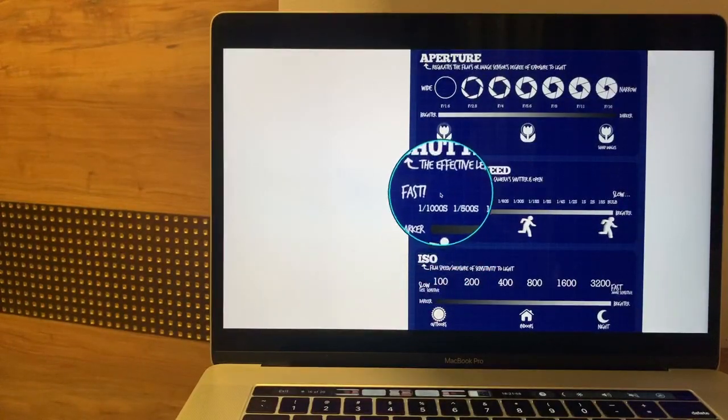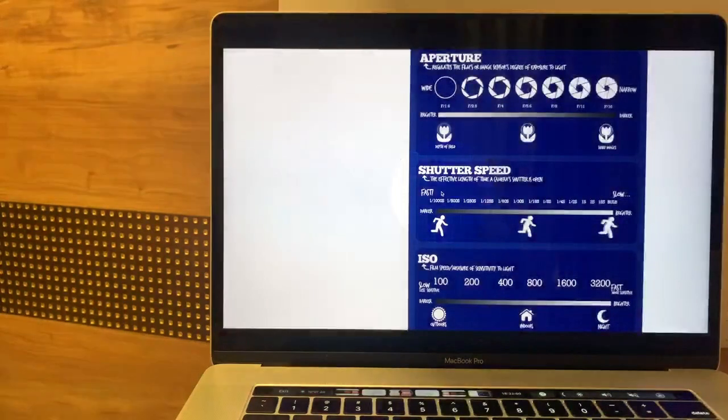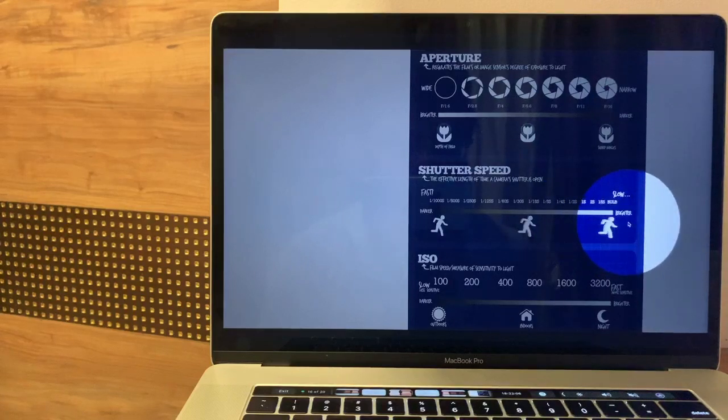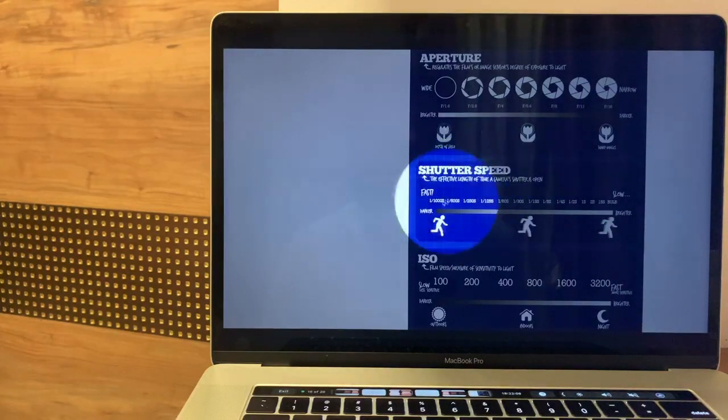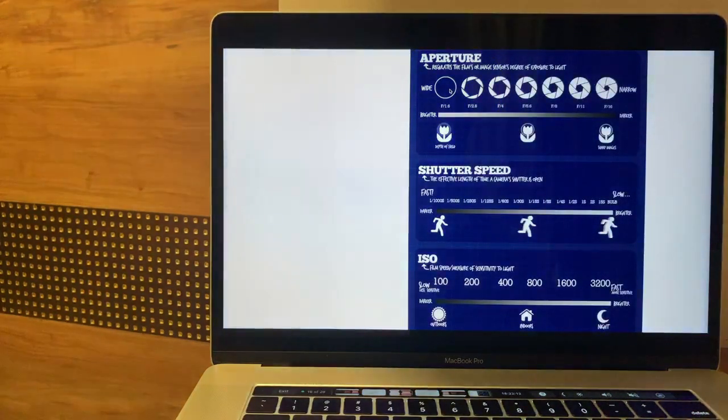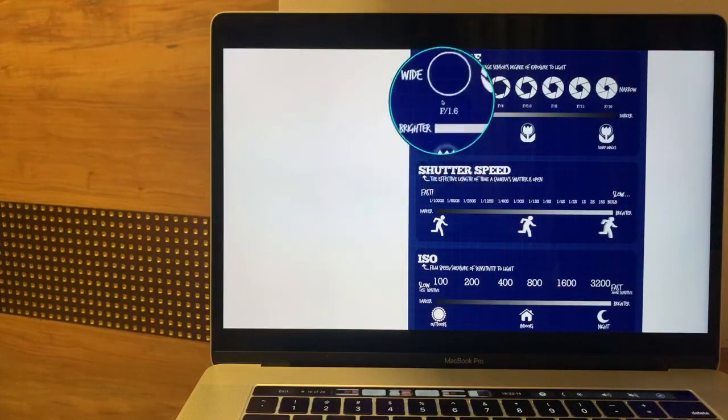That's your shutter speed. If your shutter speed is fast, you're going to get a dark image. If you slow it down, you're going to get a brighter image as compared to this setting. And last is your f number. When your f number is small, like f5.6, you can see over here.